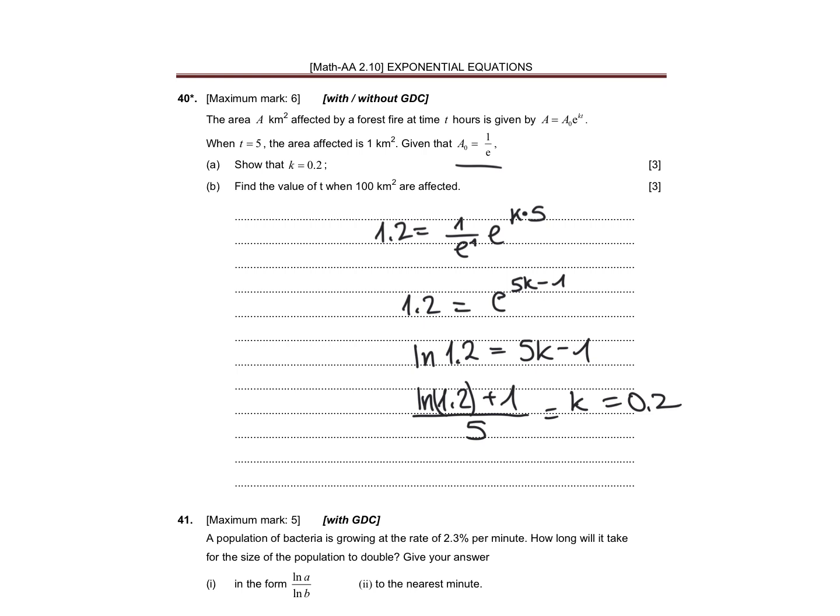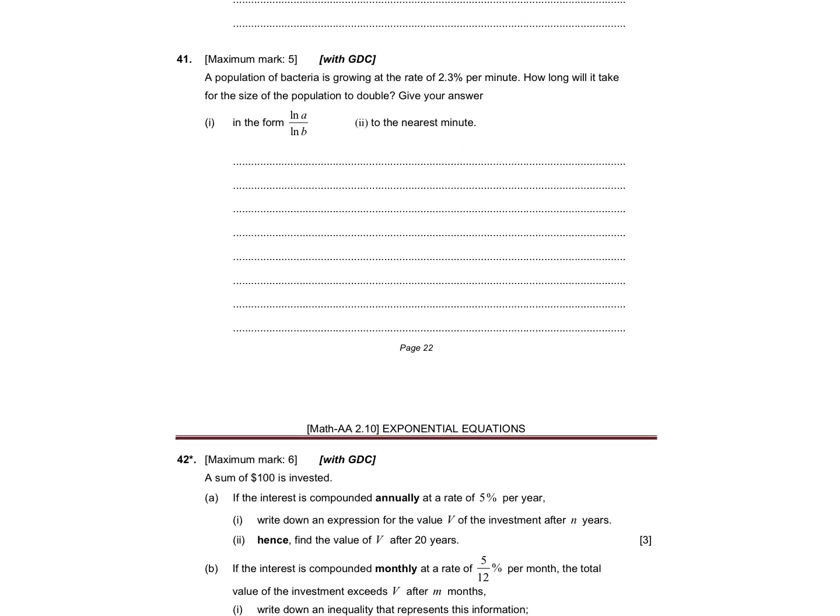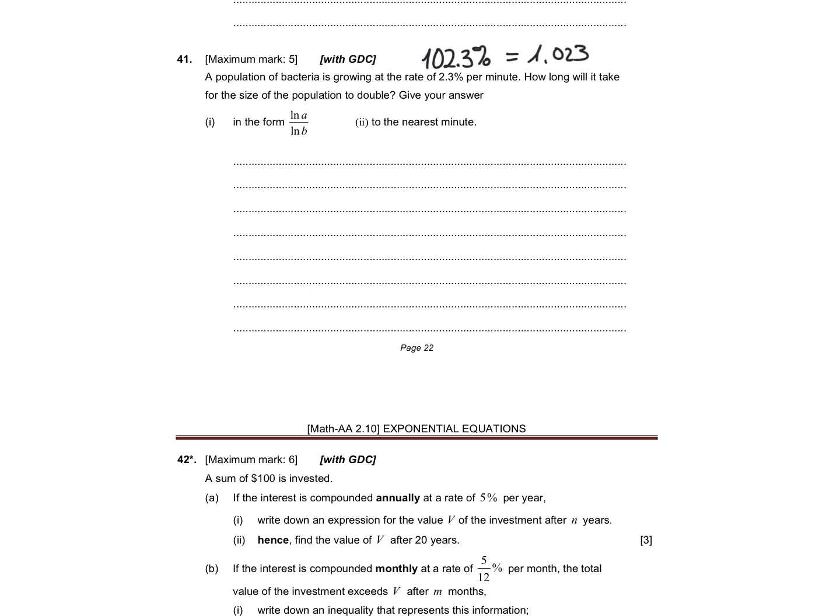Find the value of t when 100 kilometers squared are affected. So we're going to have 100 equals 1 over e to the 0.2 t, and then n solve. Population of bacteria is growing at a rate. So this is going to be 100% plus 2.3%. So 1.023 is your R.